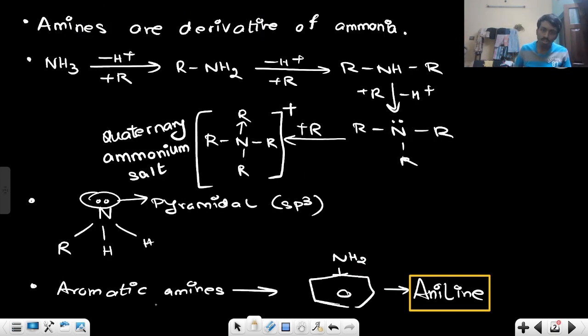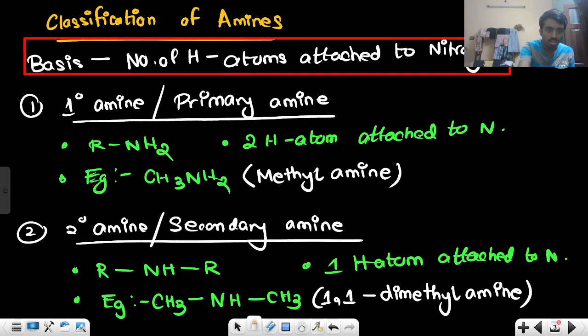Right? If there are 2 hydrogens attached to nitrogen atom, it is 1 degree amine. If there is only 1 hydrogen, it is 2 degree amine. If there is no hydrogen, that is a 3 degree amine. Okay? So that is RNH2, 2 H atoms attached to nitrogen. Example, methylamine. 2 degree amine, also called secondary amine. RNHR, 1 hydrogen atom will be attached to nitrogen. Example, you can see dimethylamine.